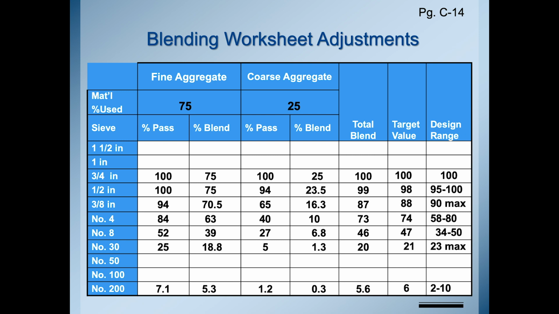So now if you look at our target values compared to our total blends for this specific worksheet, you'll see that we had, for example, on the 1/2" sieve, 99 on the total blend. Our target was 98, so we're really very close. If you look on down to the number 4 sieve, we'll see that our total blend was 73, our target was 74, and all the way down to the number 200 sieve, our total blend was 5.6, and our target was 6. So with a blend of 75% fine aggregate and 25% coarse aggregate, we were able to achieve the target values, or very close to those target values, for this specific blend.